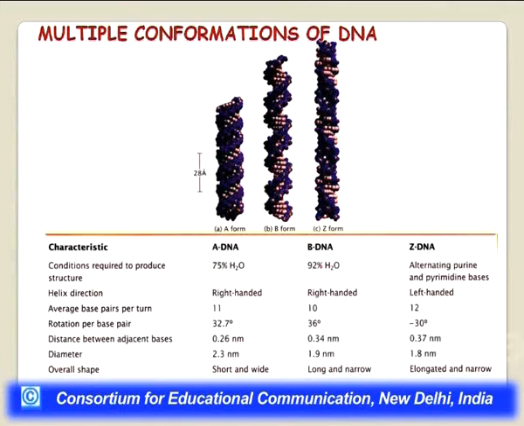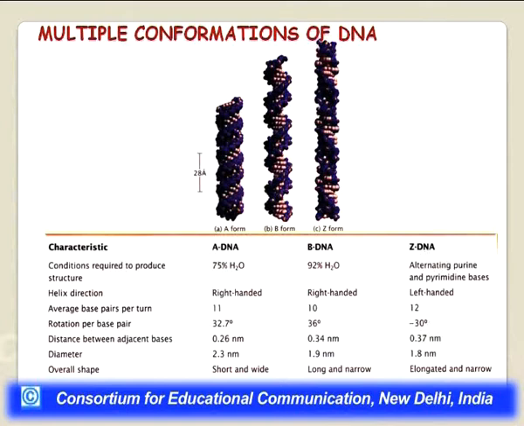The helix direction is right-handed. The average bases per turn, however, in A DNA is 11, so it is more compact, but in B DNA it is 10, a little stretched. The rotation per base pair is 32.7 degrees in A DNA, whereas in B DNA it is 36 degrees. The distance between the adjacent bases is 0.26 nanometers in case of A DNA and 0.34 nanometers in B DNA.